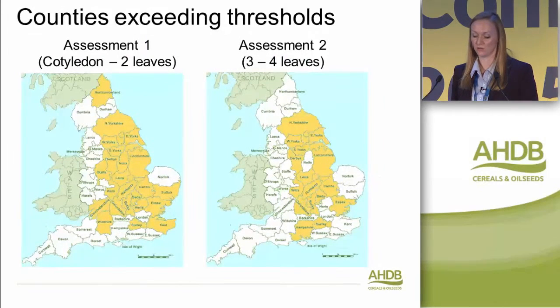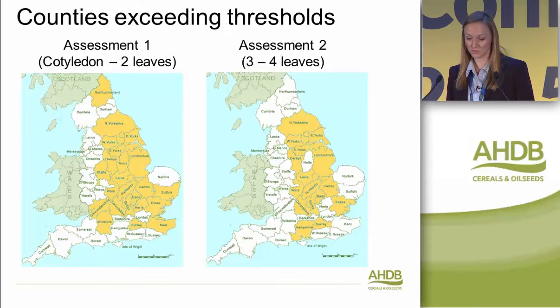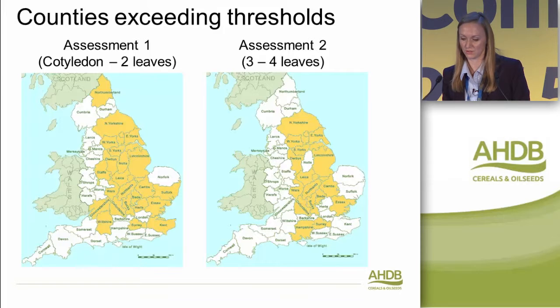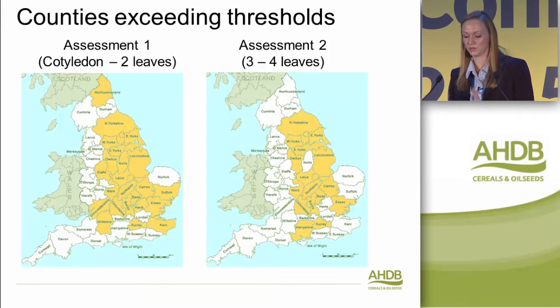So if we narrow this down and look more at the county level, first of all, I decided to look at this at the assessment phases where the thresholds were exceeded. So you can see it's quite a huge area at that assessment 1. But moving on to assessment 2, this is when it starts to narrow down and push towards the east a bit more, where the crop is less able to grow away from the damage.